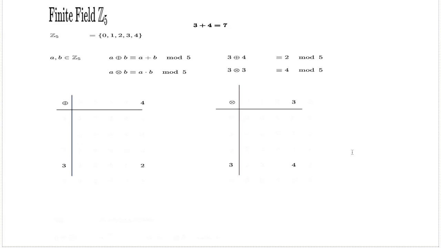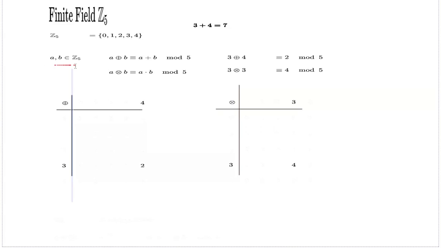Well, like I mentioned before, our field Z5, and we'll discuss why it is a field in a second, has only 5 elements, so all possible combinations of sums and products will have only 25 possible combinations. That's why we have a table of 25 elements. You can do this computation for each possible pair of A and B from Z5.